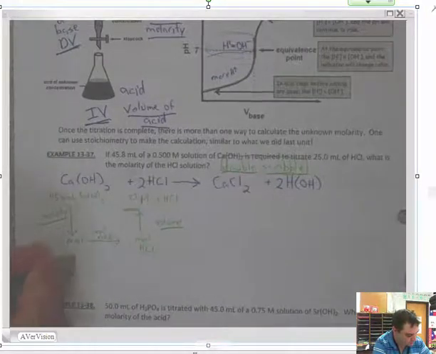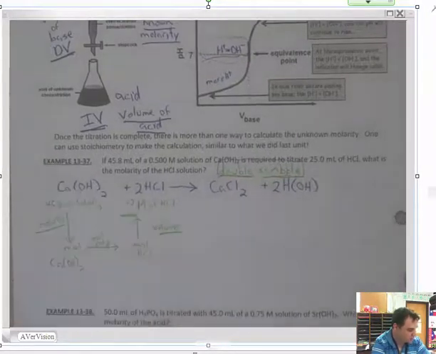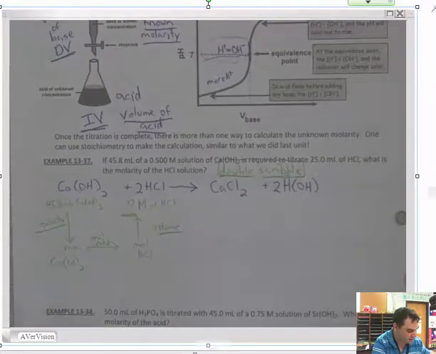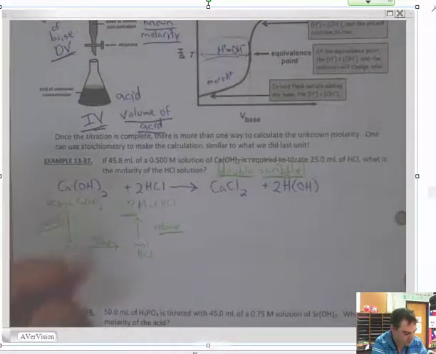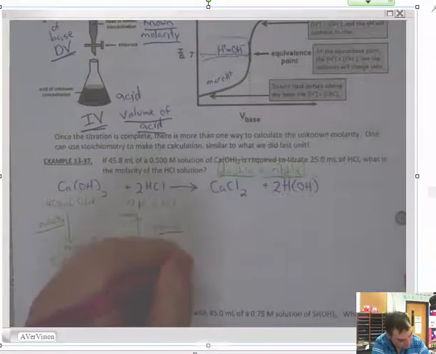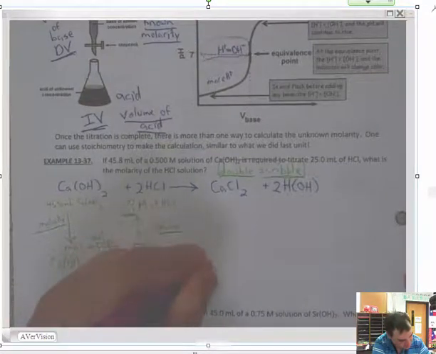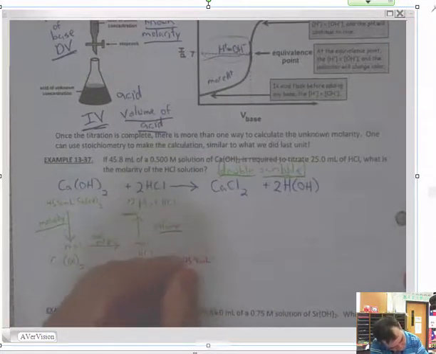So here we go. What are we going to start off with here? 45.8 milliliters. Okay. 45.8 milliliters calcium hydroxide.